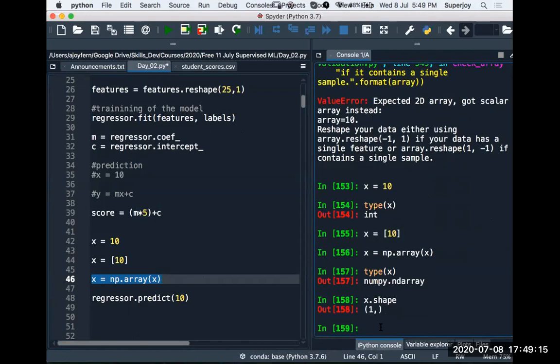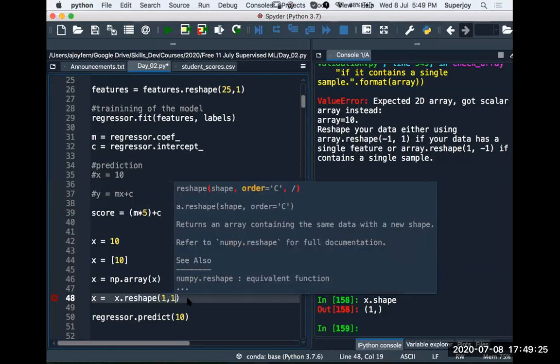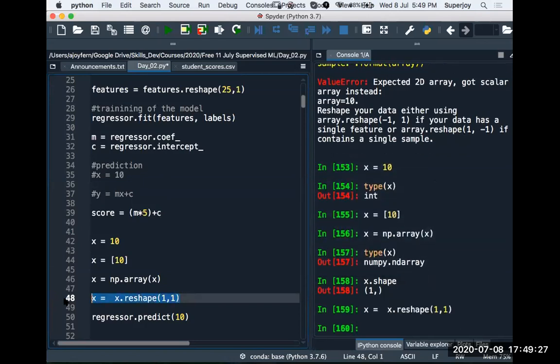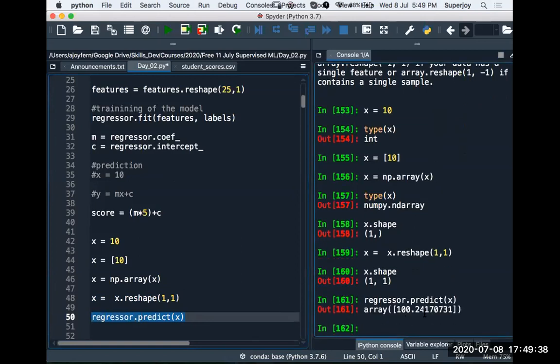1 comma. Jabki isko data kaisa chahiye? 2 dimensional, to 1 comma 1 hona chahiye. To kya karenge ab iska? X is equal to x dot reshape. Aur kya bol denge? 1 comma 1. Ke bhaiya mera data 2 dimensional mein convert kar do. So now x dot shape is, see this, 1 comma 1. And now we can pass on this value to x and see this array 100.